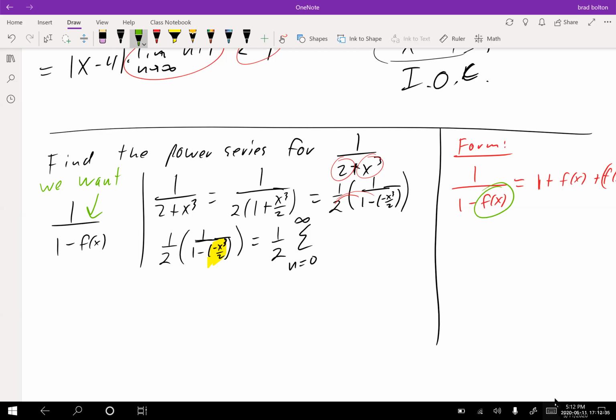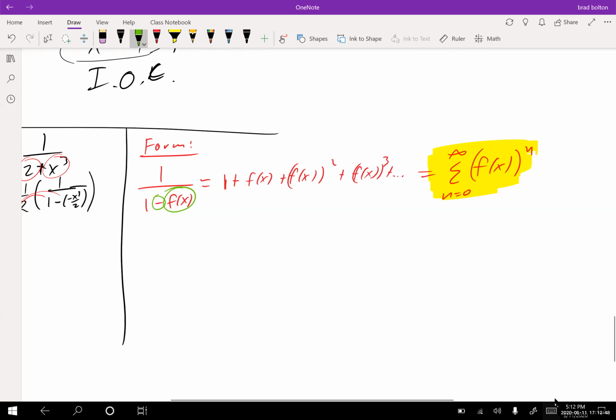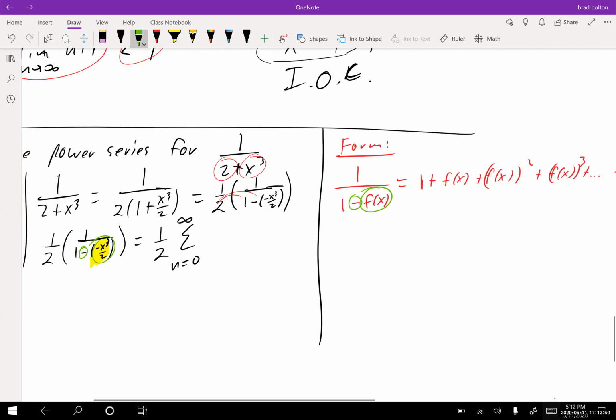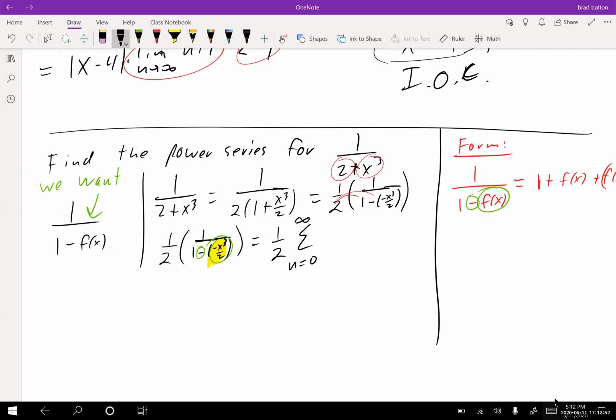I have the minus f of x. So then it says that I can just take f of x and put it to the power of n. So I'm going to do that. I'm going to say f of x is negative x cubed over 2, to the power of n.